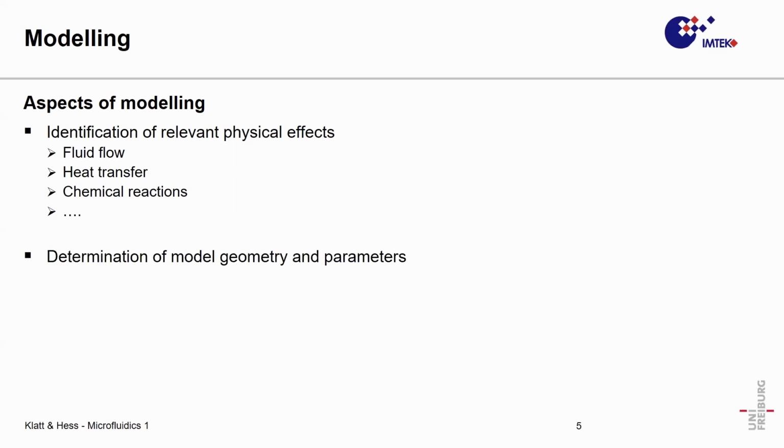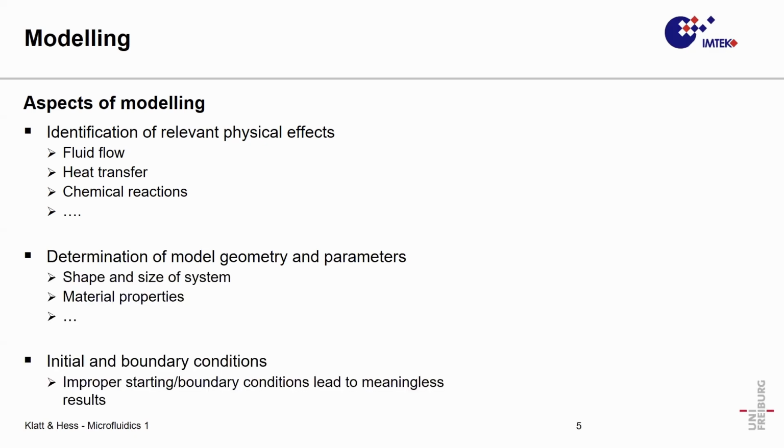And then you have to determine your model geometry and all the parameters. And this includes the shape and size of the system, of course, or the material properties of your system. And once that is set up, you have also to think about the initial and the boundary conditions.